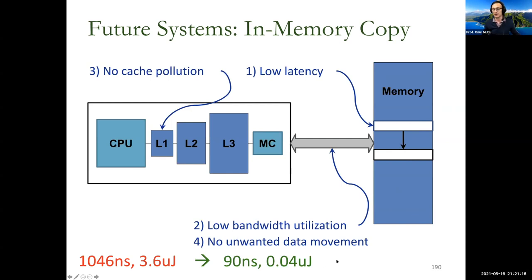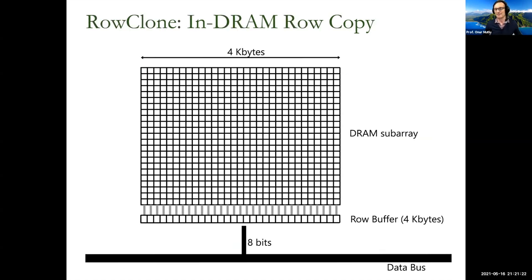And the idea is very simple. It can be applied to any memory chip that we have thought about so far. But DRAM is one where we can apply it nicely and easily. We call it RowClone. It's in-DRAM row copy.